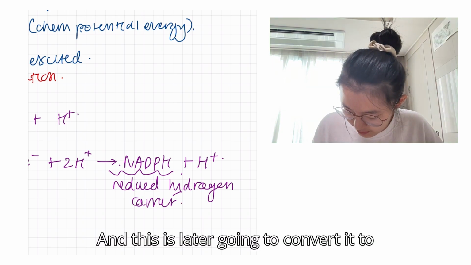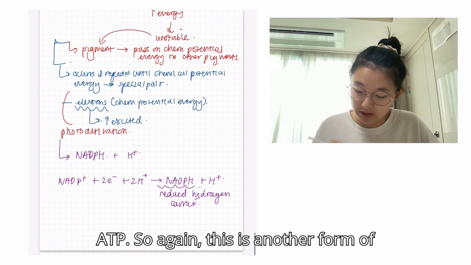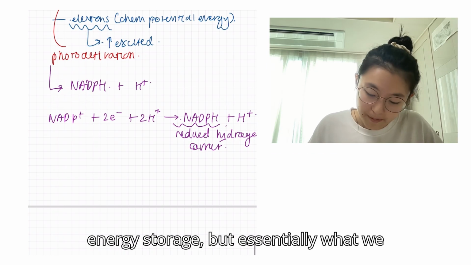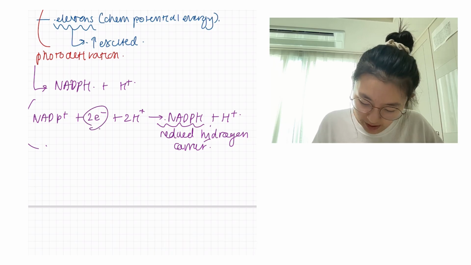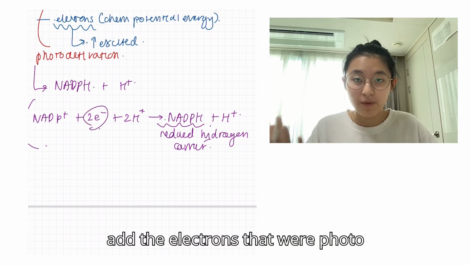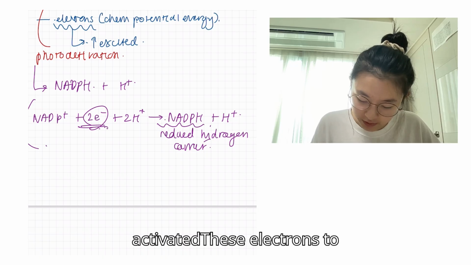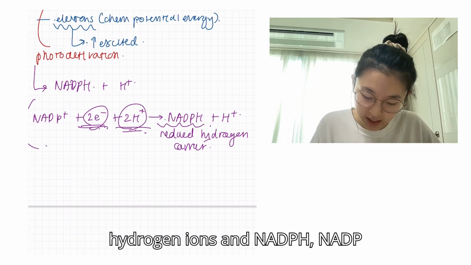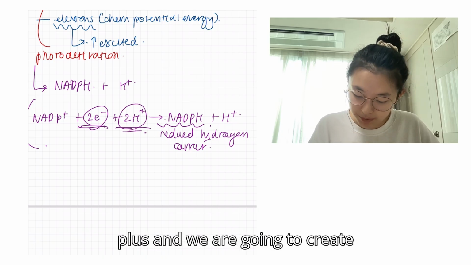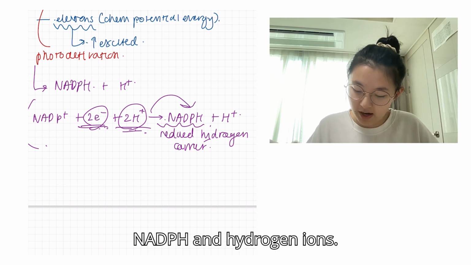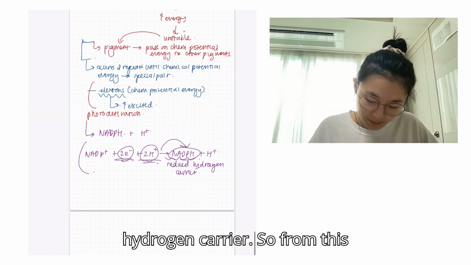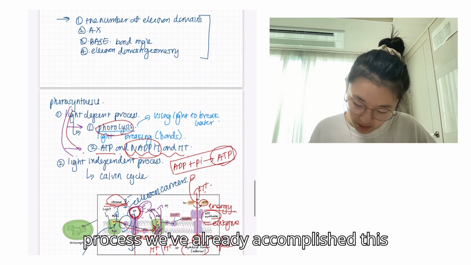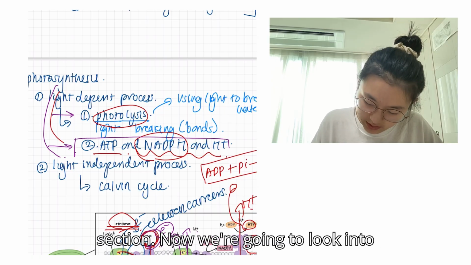And this is later going to be used to make ATP, so again, this is another form of energy storage. Essentially what we do here is add the photoactivated electrons to hydrogen ions and NADP+, and we create NADPH. NADPH is a type of reduced hydrogen carrier. So from this process, we've already accomplished this section.